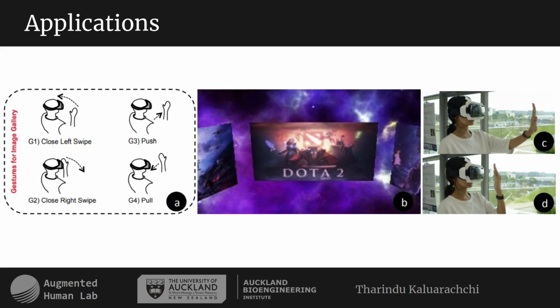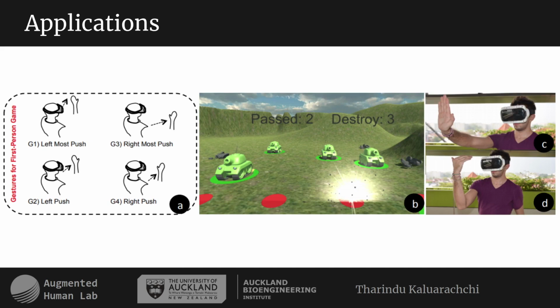The first application that we developed was an image gallery operated using hand gestures. A person can push or pull or swipe to zoom in and zoom out images and browse through the gallery. The second application we tried was a game that can be operated using 4 hand gestures. Those hand gestures were pushing the hand at 4 different angles to destroy the enemy tanks coming towards the gamer.